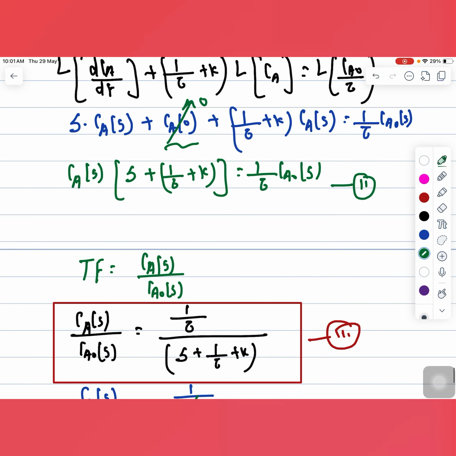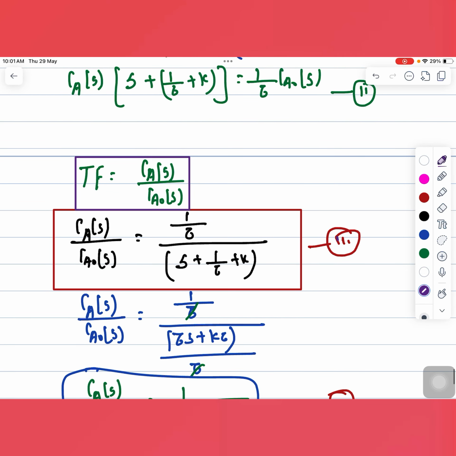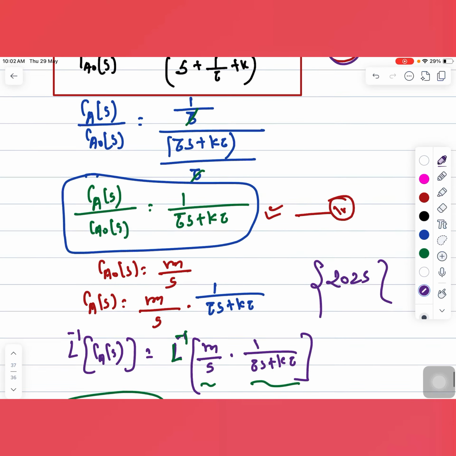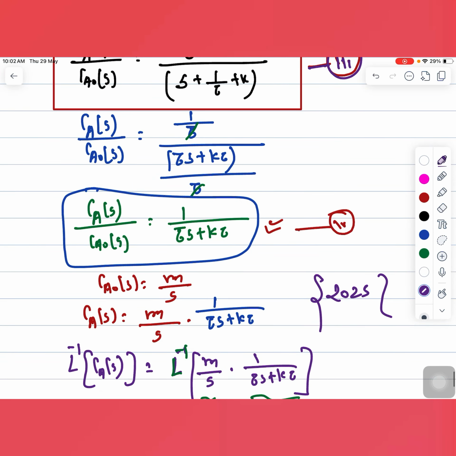So finally you will be left with equation number 2, and we know the transfer function is the concentration of the reactant at the outlet divided by the concentration of the reactant at the inlet, Ca by Ca naught. And equation third is the transfer function of the continuously stirred tank reactor. So either you can write it in terms of tau, that is in terms of space time, or you can also do some modification or simplification to get equation number 4. This is the final equation of the transfer function.